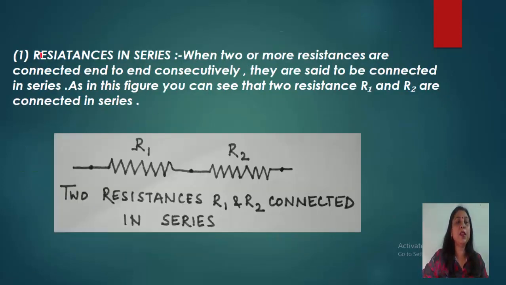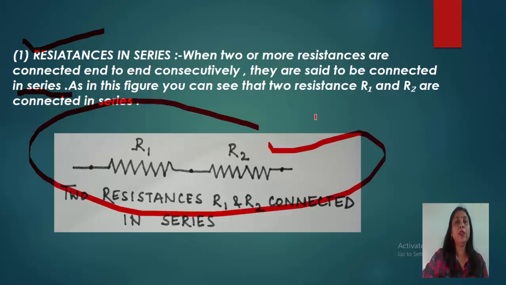Now, resistances in series. When two or more resistances are connected end to end consecutively, that means one after another, they are said to be connected in series. As in this figure, you can see that two resistances R1 and R2 are connected in series.